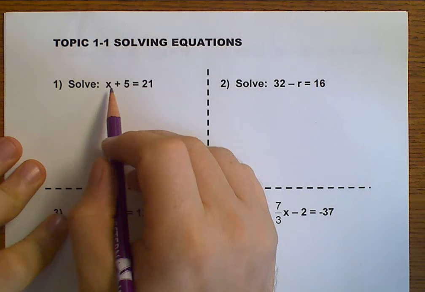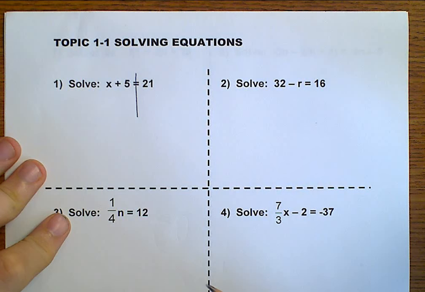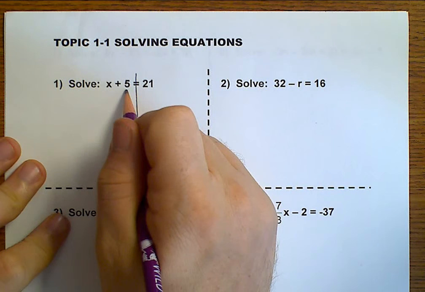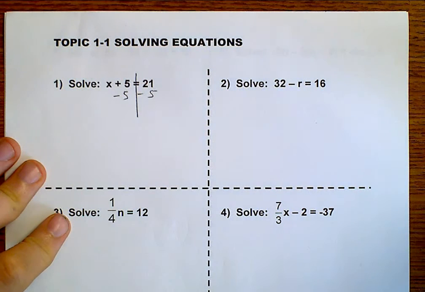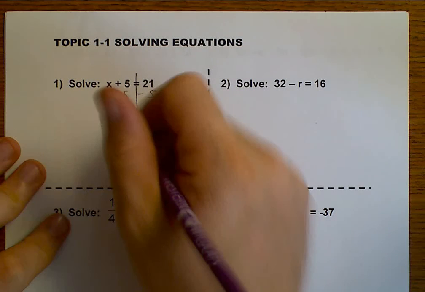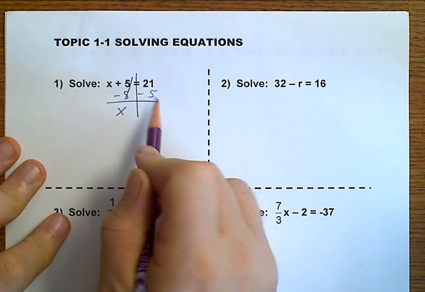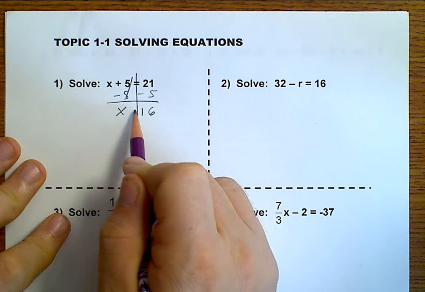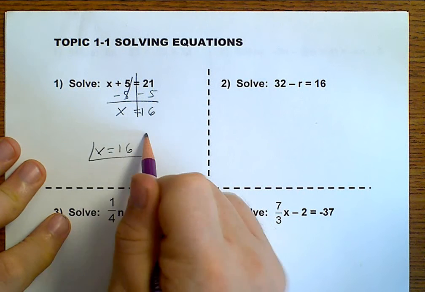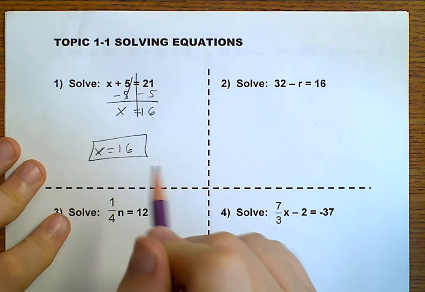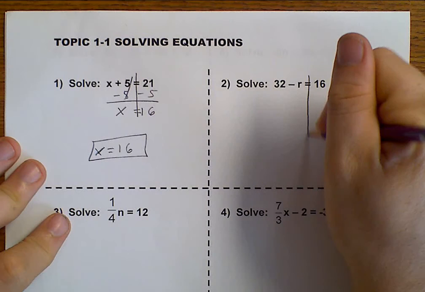So, we have x plus 5 equals 21. We want to solve for x. To do that, I need to get rid of this 5. So I'm going to subtract 5 from both sides. And 21 minus 5 is 16. Those 5's cancel. We have x by itself, and so x equals 16. Just a simple one-step problem. Let's go ahead and look at number 2.